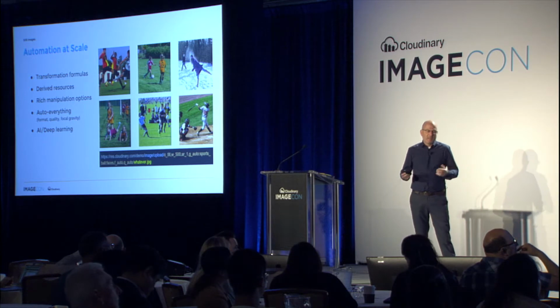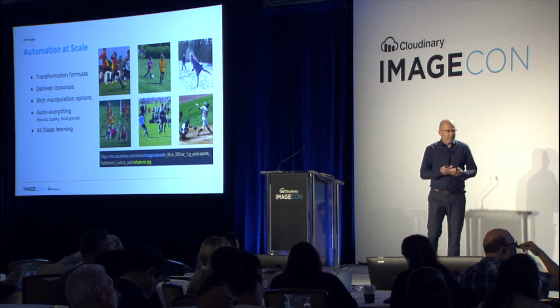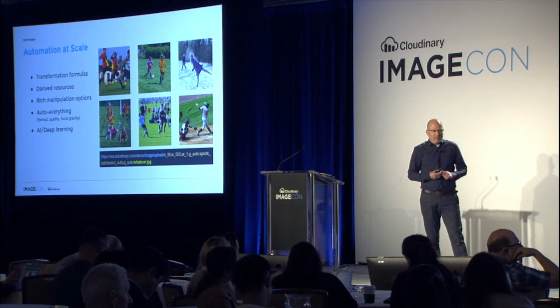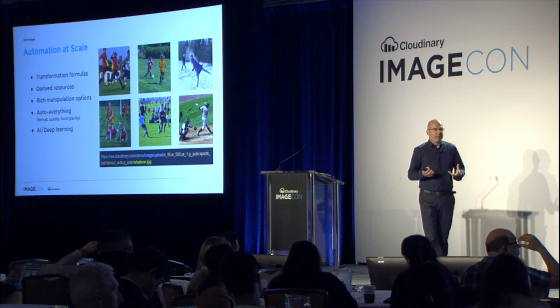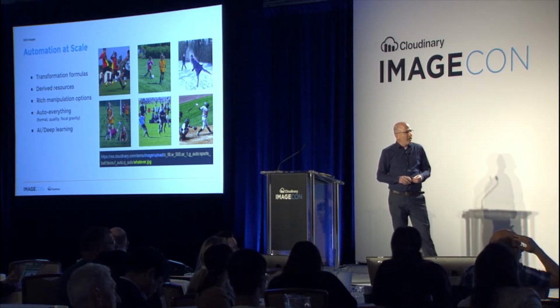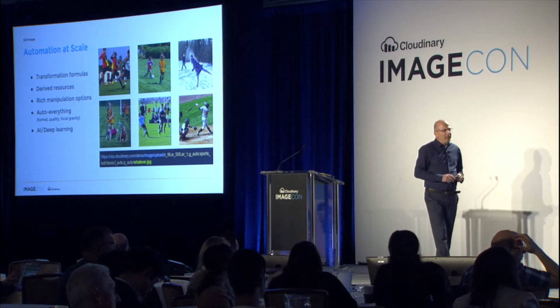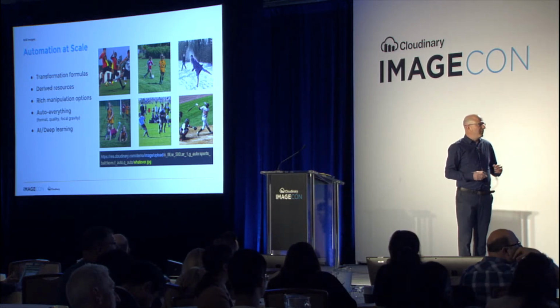And you can take advantage of our auto-everything capabilities, meaning the format and the quality can be automatically adapted to optimize delivery. And our intelligent focal gravity can help you do this cropping intelligently. And we invest heavily in deep learning technology in order to facilitate this auto-everything magic.